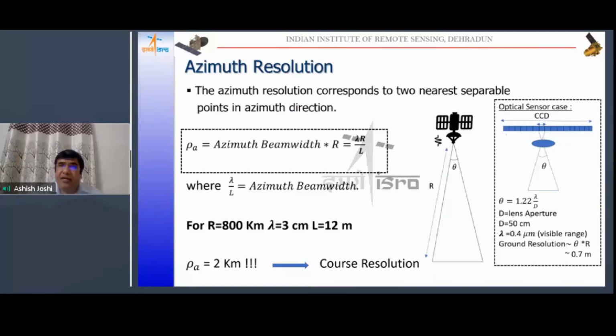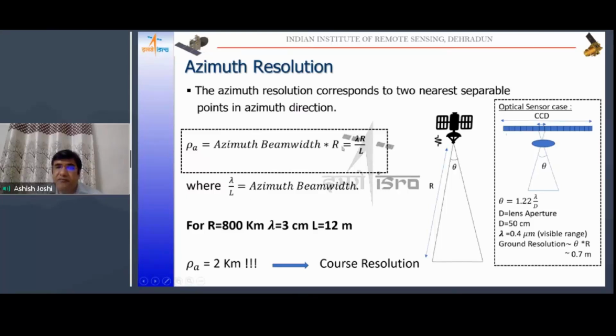Now we are getting better resolution in the range direction, but what about in the azimuth direction? The azimuth resolution corresponds to the nearest separable points in the azimuth direction. So now our problem is to find a high resolution in the azimuth direction. For a simple radar, the azimuth resolution is given by the azimuth beam width times R, where the azimuth beam width is lambda by L.